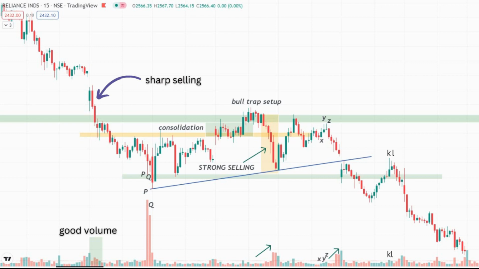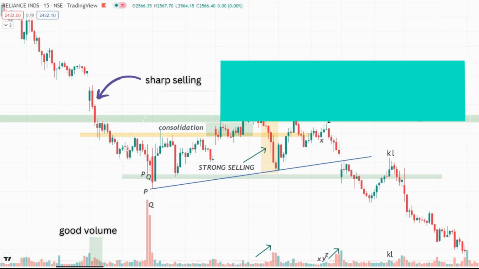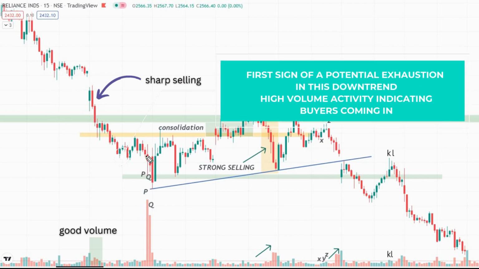Okay, so let's start. As you can see, Reliance Industries was in a very strong downtrend. But what happened here? After this strong downtrend, we are seeing a huge surge in volume at these price areas. And the most important thing is, what candles is it forming?